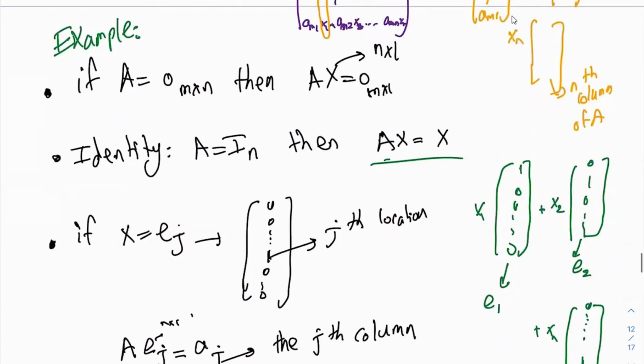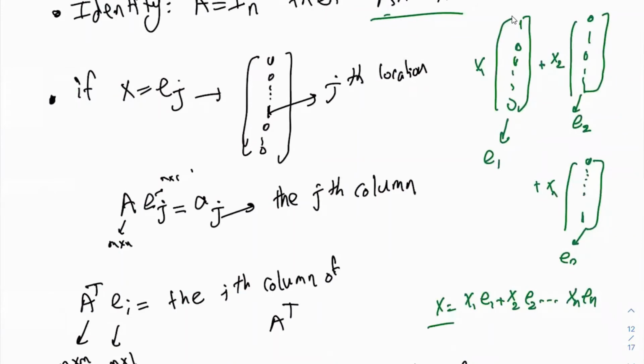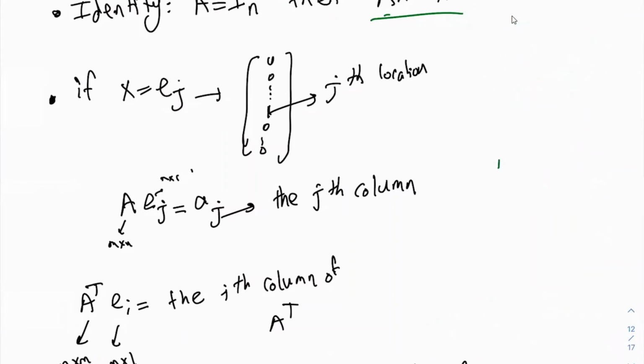Another example is if you take x to be a unit vector, let's say ej. ej means that the jth component is 1, and the rest of the elements are 0. So A times ej picks up the jth column of A. Why is this the case? The best way to look at it is by using the definition of the matrix vector product as a linear combination of the columns of a matrix.